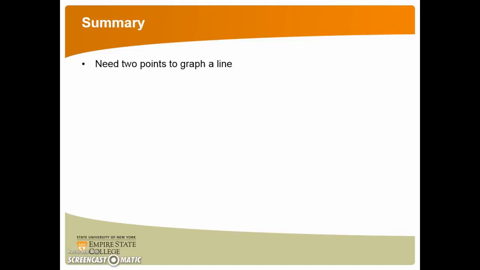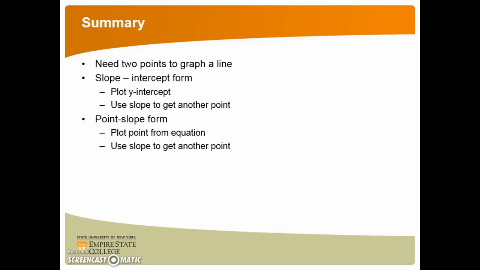We need to have 2 points to graph a line. How we find those 2 points depends on which form the equation of the line is given. If we have the slope-intercept form, we are given the y-intercept. We then use the slope to find our next point. Move up and right, or down and left if the slope is positive. Move down and right, or up and left if the slope is negative.